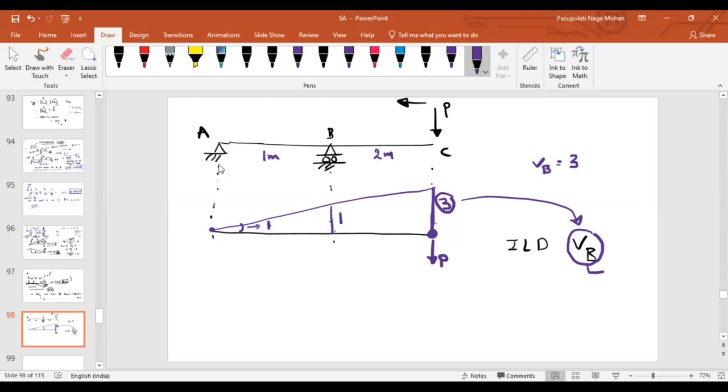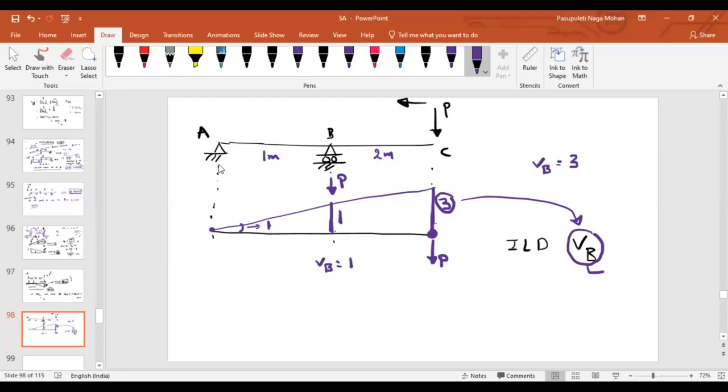Again, if my load is at point B, that means I have to look at the point B ordinate. If my load is at point B, what is the corresponding ordinate? Corresponding ordinate is 1. If my load is at point B, what is the reaction at B?